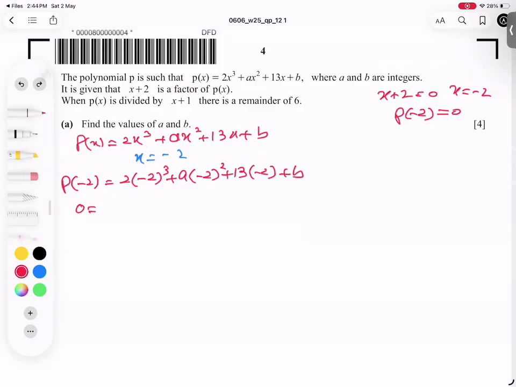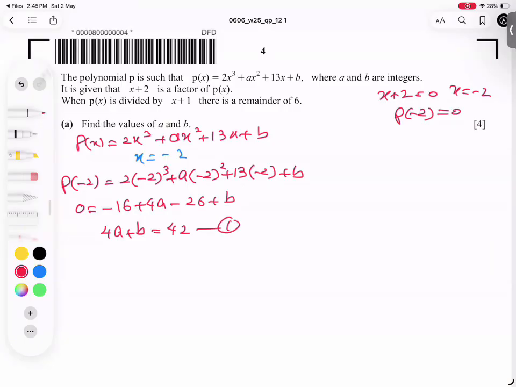And I'm getting here -16, and positive 4a, and minus 26 plus b. And what equation am I getting, students? 4a plus b, and this becomes 42. So 42, okay? This becomes positive 42. Equation 1 done. First equation done, students.